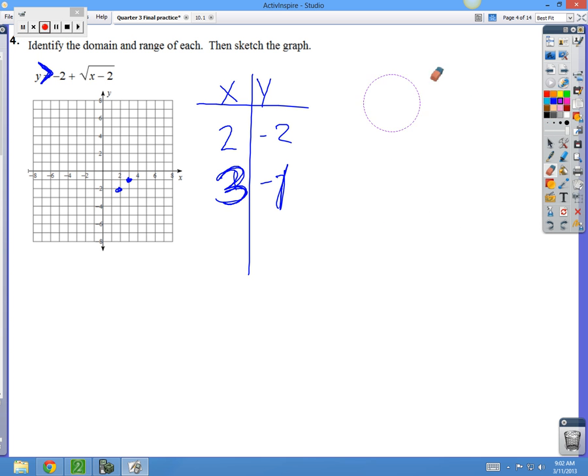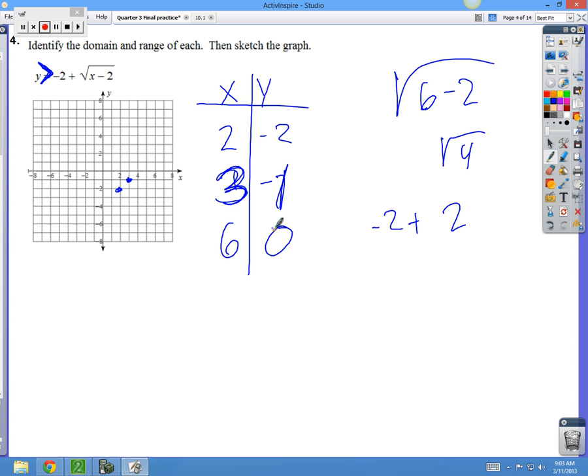6. So if you plug in a 6, the first thing you have to do is take away 2. What's 6 take away 2? What's the square root of 4? And then you have to add a negative 2. What's 2 add negative 2? So when I plug in a 6, it gives me a 0. So go over 6 and 0 dot.